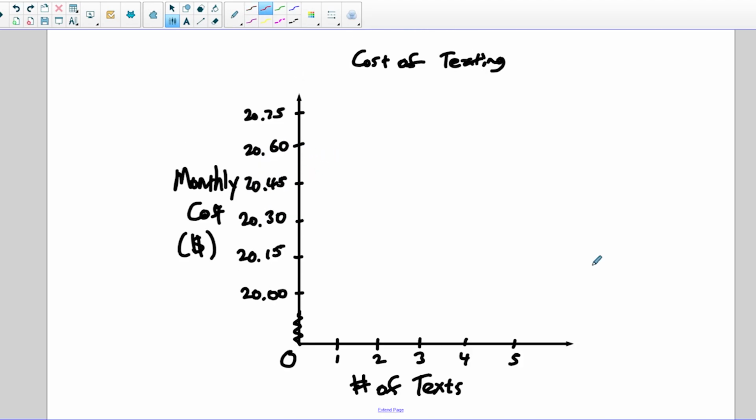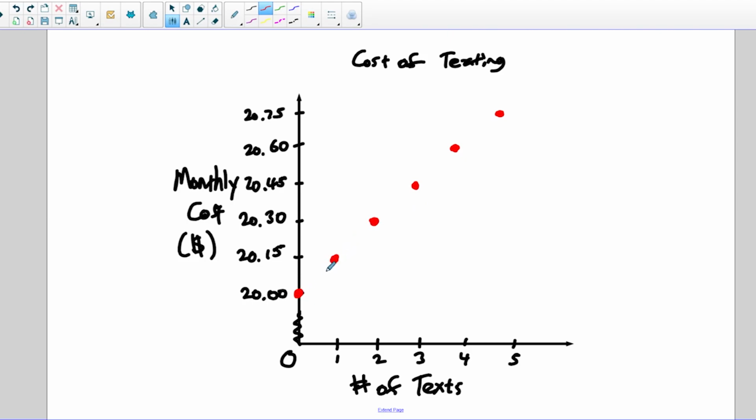So let's go ahead and plot our first 5 text messages. So we know that at 0 text messages, our plan will cost us $20. Even if we don't do a single thing, we still have to pay $20 for our phone plan. As soon as we send that first text message, we have a cost of $20.15. Once we send our second one, it'll be $20.30, then $20.45, $20.60 for the next one. And then finally, our cost of sending 5 text messages will be $20.75.